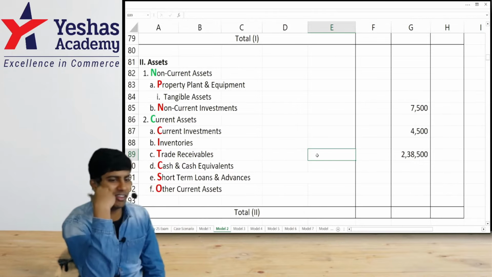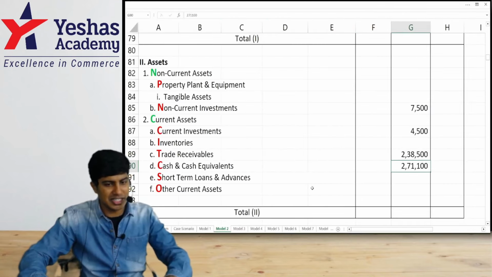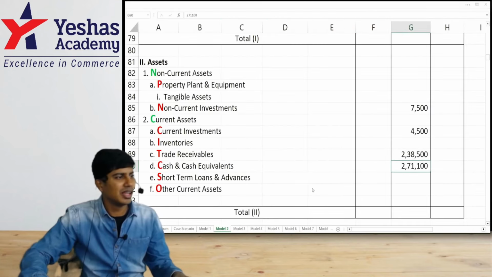Next, cash in bank. Cash in bank 2,71,100. There is no adjustment for payments or anything. I won't open notes to accounts. Balance sheet, asset side, current assets, cash and cash equivalents, 271,100. Trial balance debit side done.